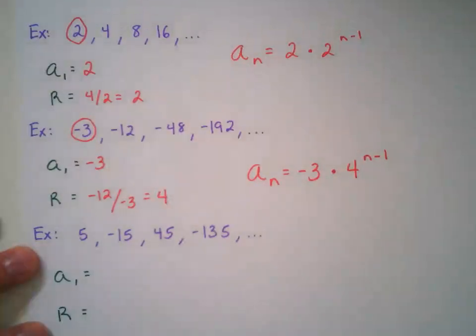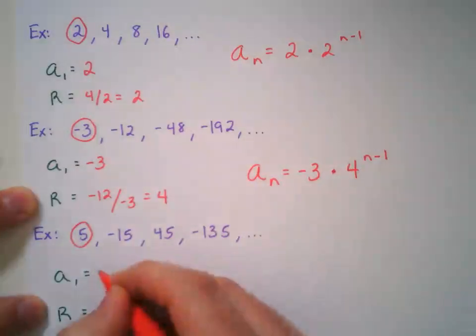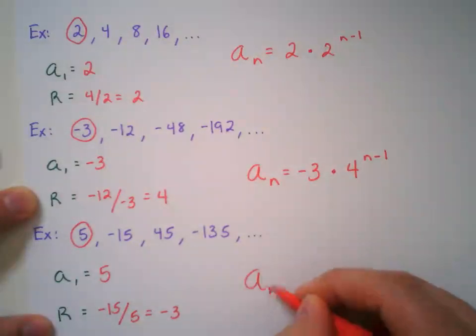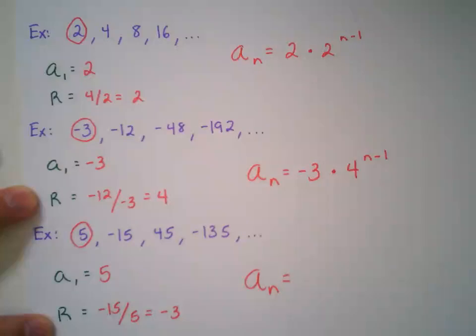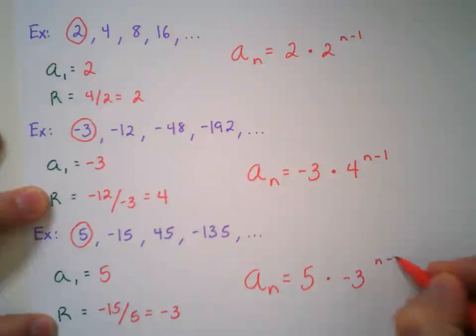For the last one here, try these on your own, stop the video and try it on your own, but I'm going to go ahead and go with it. A sub 1, our first term, is 5, so we put 5. Our common ratio is our second term divided by our first term, so -15 divided by 5, which is -3. So now we're going to set up our formula. A sub n equals our A1, which is 5, times our R, our common ratio, which here is -3, raised to the n minus 1.